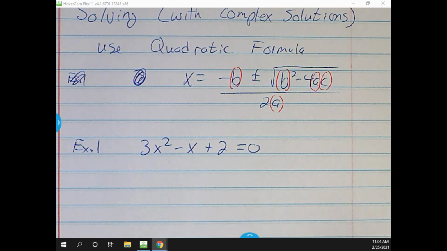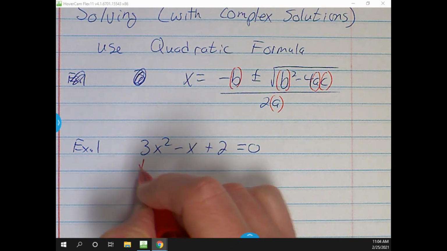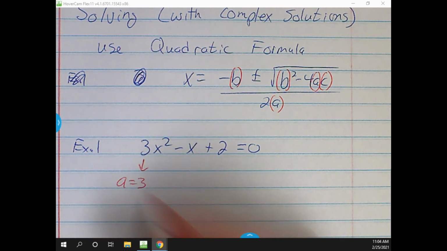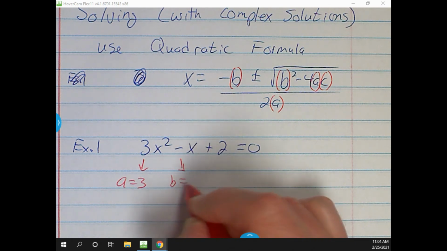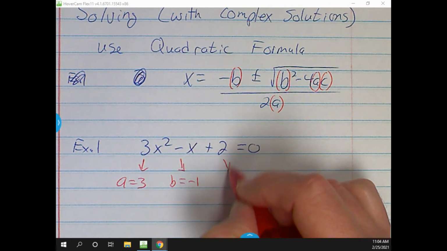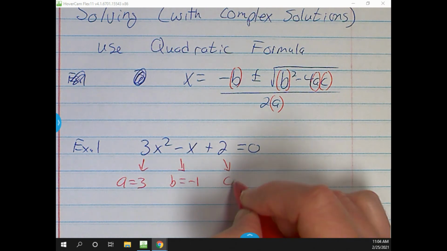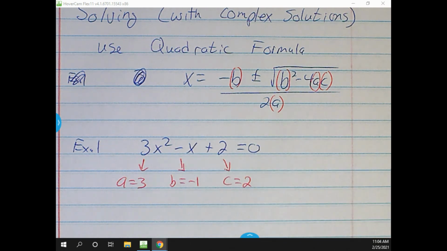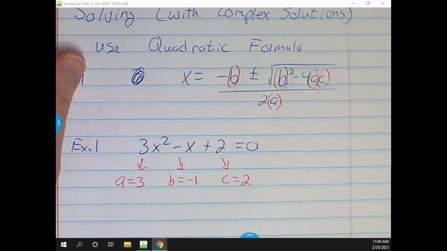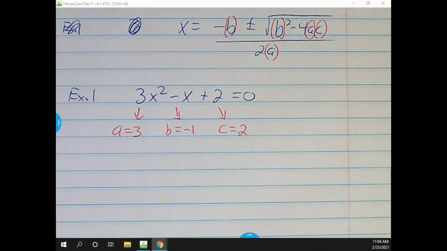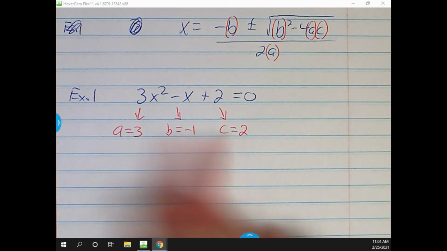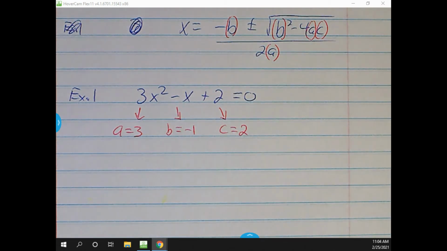All right, and here's what it is. What's with the x squared? The number with x squared is always the a value. The number that's with the x is always the b value. And then the number that's by itself, that is your c value. Okay, so we're going to take these 3 numbers and plug them in up here and see what we get.